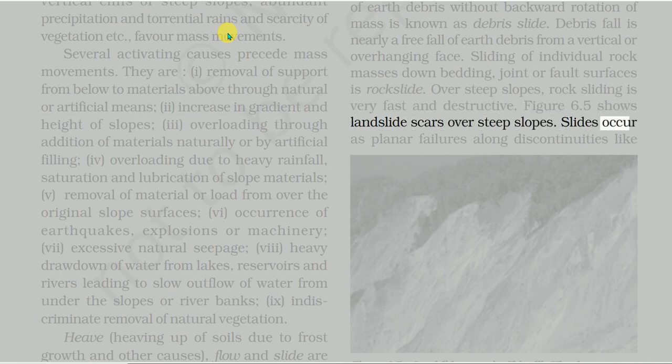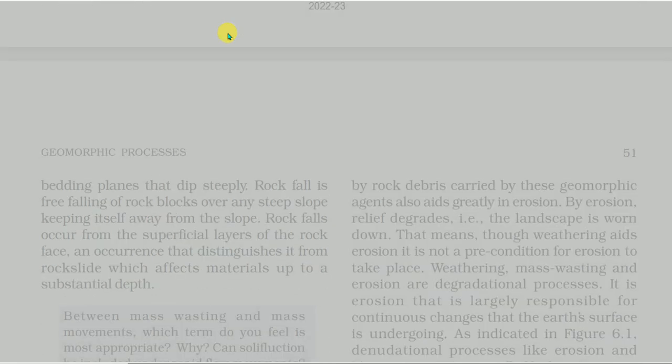Slides occur as planar failures along discontinuities like bedding planes that dip steeply. Rock fall is free falling of rock blocks over any steep slope keeping itself away from the slope. Rock falls occur from the superficial layers of the rock face, an occurrence that distinguishes it from rock slide, which affects materials up to a substantial depth.